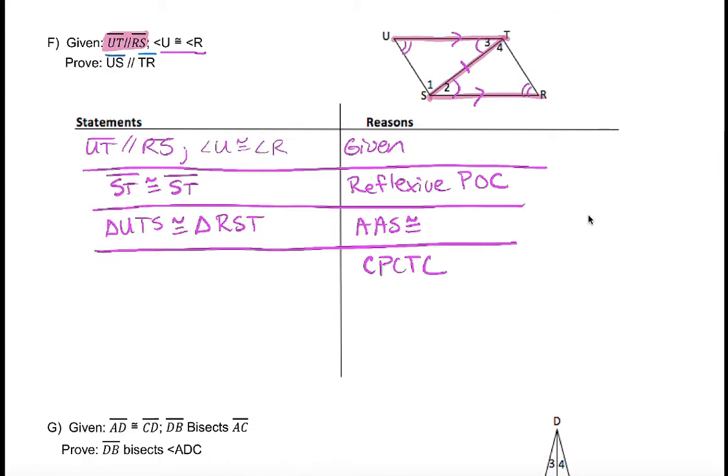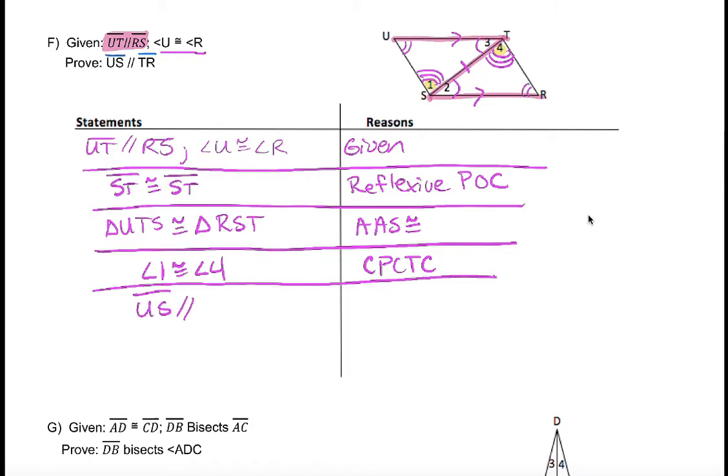The parts that we did not originally have that we could now talk about, we could say UT is congruent to SR. We could say US is congruent to TR. Or we could say that angle 1 is congruent to angle 4. In order to get parallel lines, I am going to need to use the angle pair 1 and 4. So I'm going to go ahead and say 1 is congruent to 4 by CPCTC. And then this allows me to get my parallel lines at the end.